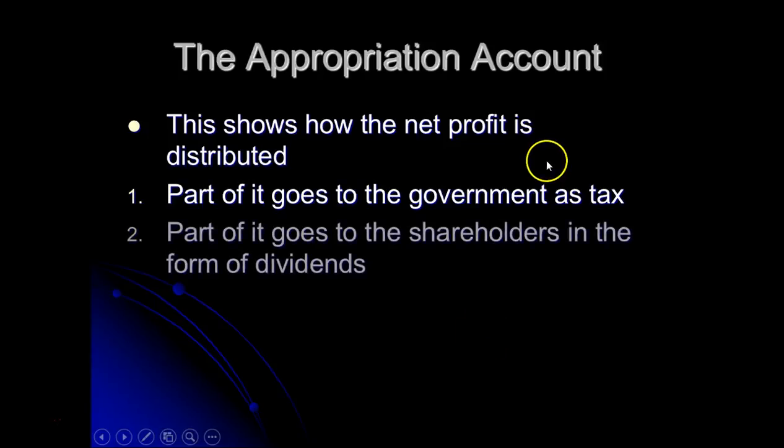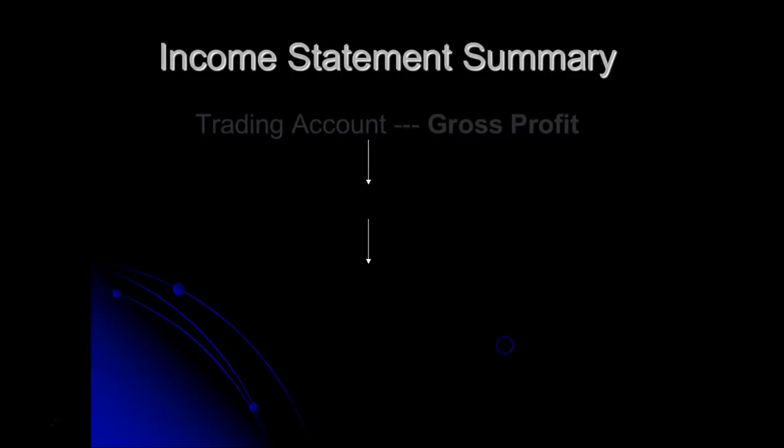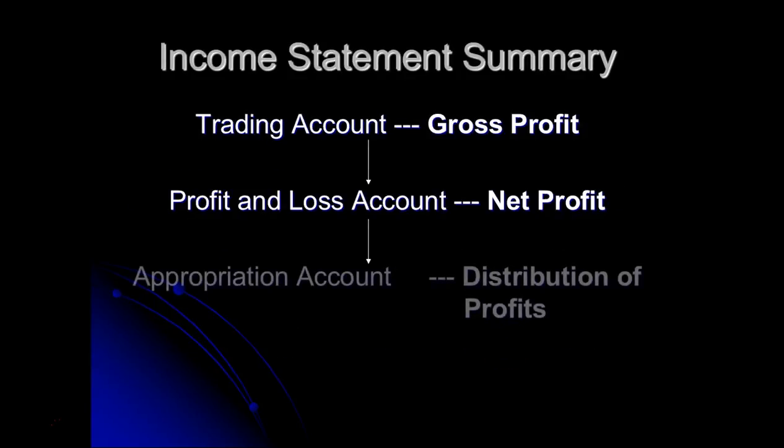Obviously, this has to happen. It goes out as tax, although that is taken into consideration higher up in the profit and loss account, but largely it gets divided up to our shareholders in the form of dividends. And it could be retained for new investment in the business, or to be quite frank, the owners or whoever decides can do whatever they want with that money. So as a summary, we have a trading account, a profit and loss account, and then the appropriation account.